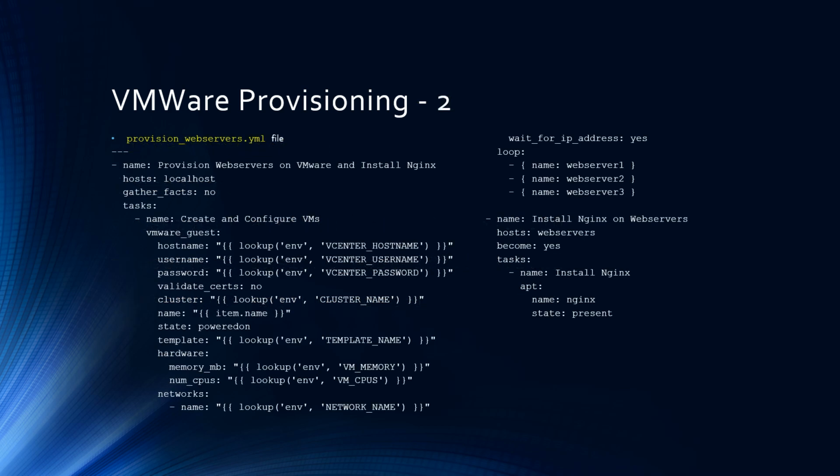This slide demonstrates a comprehensive playbook for provisioning VMware virtual machines and configuring them with Nginx. Let's break down this powerful example. The playbook combines two major operations: VM provisioning and application configuration. The first task uses the vmware_guest module to create and configure VMs. Notice how it uses environment variables for sensitive information, like vCenter credentials. This is a security best practice.